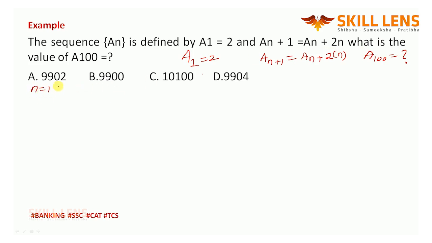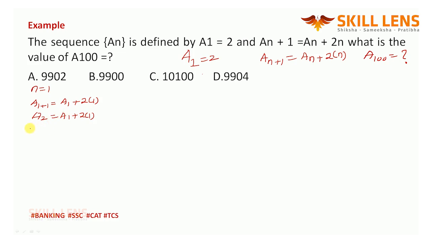When n is equal to 1, what's happening? Let me check. A of 1 plus 1, so that's going to be what? A of 1 plus 2 into 1. So this will become A2. That is going to be A1 plus 2 into 1, which is nothing but 2. What is the A1 value? 2. You can actually write it.